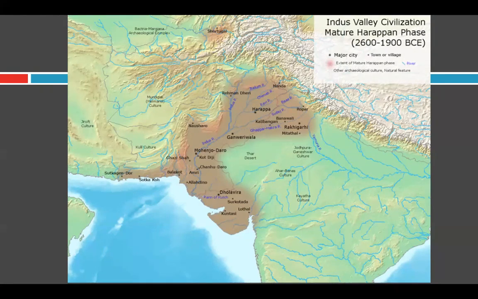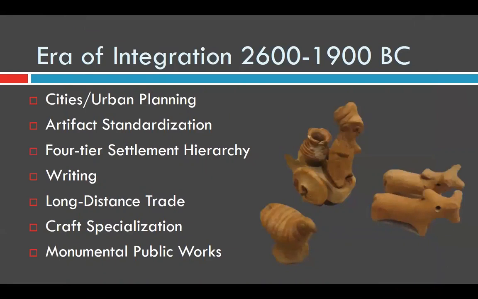You see some other major cities around this region too. And they're all planned out on the same kind of theme that we'll look at. So this is the era of integration, where all of this region is integrated into a common culture core from 2600 to 1900 BC. You have cities, urban planning, a lot of standardization in artifacts, and what we would call a four-tiered settlement hierarchy. That is, there are four different kinds of settlements that I was just mentioning: the farming hamlet or small, very rural village, to different sizes of cities, towns, and what we might call a regional capital. There is a writing system that develops, and I'll mention that in a moment.